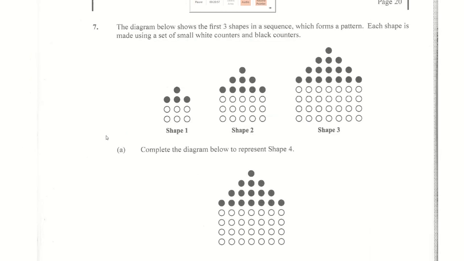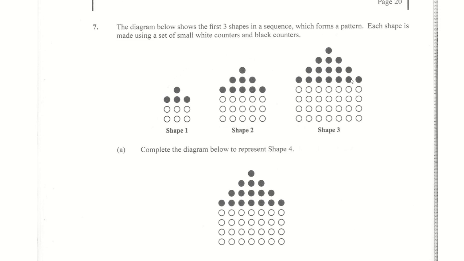Okay, so this was May, June 2024. The diagram below shows the first 3 shapes in a sequence, which forms a pattern. Each shape is made using a set of small white counters and black counters. Complete the following diagram to represent the fourth shape. So if you recognize what is going on, they're adding on each side here. Look at right here, they added one on this side and one on this side, and then they went up.